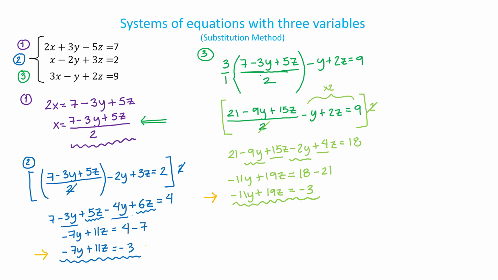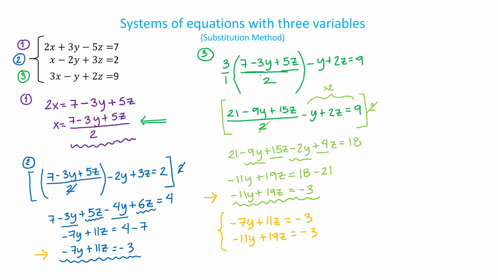My new system is going to be, from the equation that I got in equation 2, minus 7y plus 11c equals minus 3. And from equation 3, I got that minus 11y plus 19c equals minus 3. Now I have a new system. Then I can solve again by substitution.